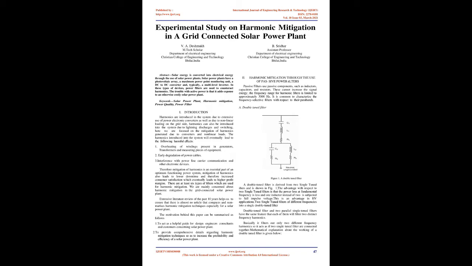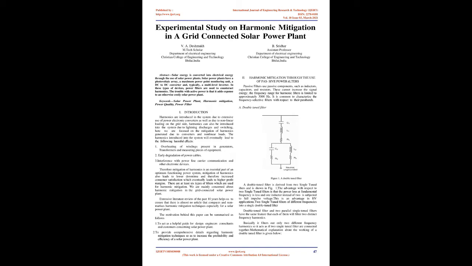Introduction. Harmonics are introduced in the system due to extensive use of power electronic converters as well as due to nonlinear loading on the grid side. Harmonics can also be introduced into the system due to lightning discharges and switching. Here we are focused on the mitigation of harmonics generated due to converters and nonlinear loads.